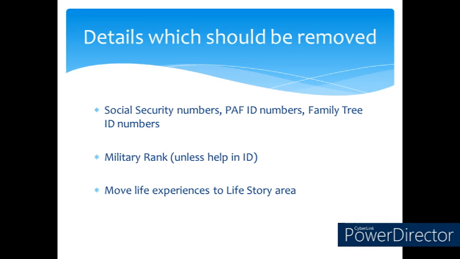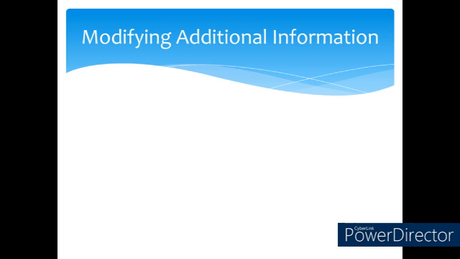Entries of the Social Security number, the PAF or family tree ID numbers, etc., are not appropriate and should be removed. Military ranks rarely help in finding missing sources. Details about life experiences work best when entered into the life story area rather than the additional information area.